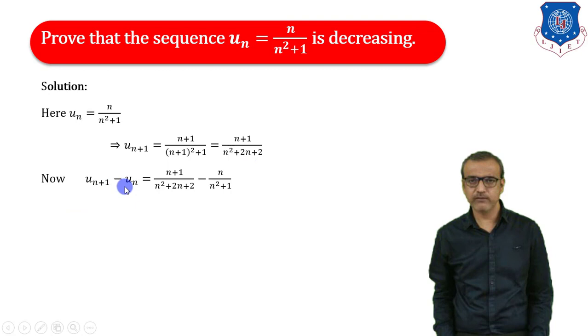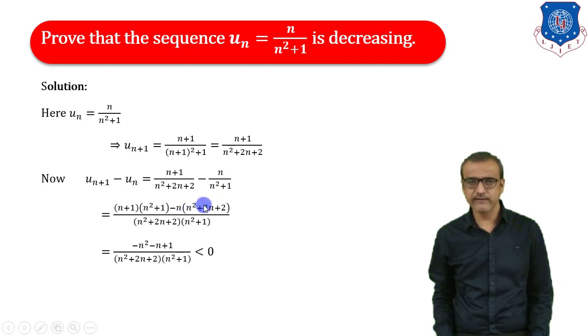Now we will find u(n+1) − u(n). This is u(n+1), minus this is u(n). Now we will find the LCM, that is (n² + 1)(n² + 2n + 2). So we will multiply n + 1 by this term, that is n² + 1, and this minus sign. Then we multiply n² + 2n + 2 by n. Now we will simplify this result, and after simplification we have this result, that is −n² − n + 1 in the numerator, and in the denominator we have the same term.